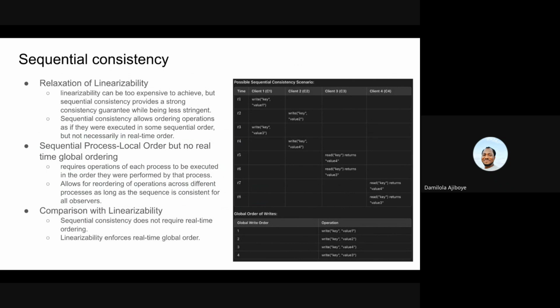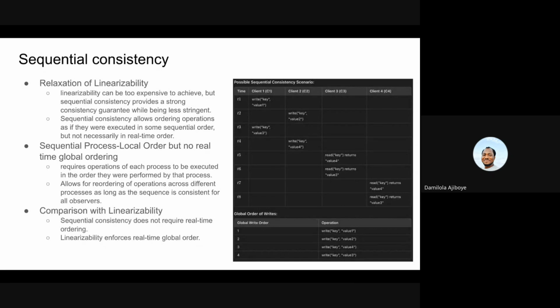It still holds the requirement for process-local ordering, right? So the order of operations carried out in a particular process has to be maintained, even in the global ordering. But across all the processes, it doesn't require real-time ordering. So it's fine in this consistency model for an operation that started in process 2 before an operation in process 1 to still appear the other way around in the network. That's the difference between sequential consistency and linearizability.